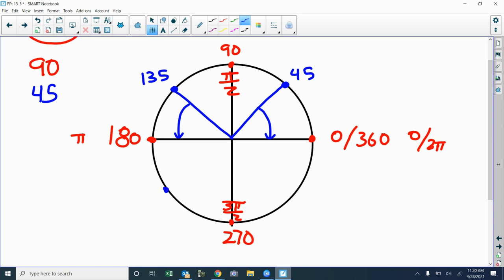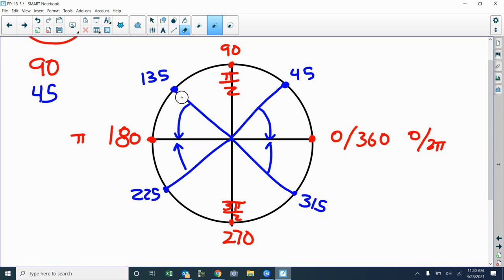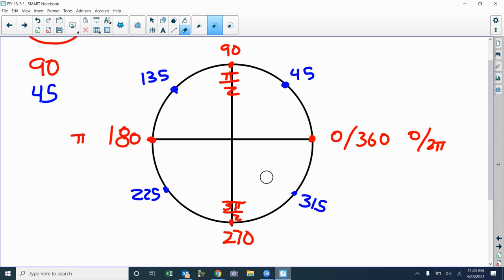Right here, 225. And right here is 315. Again, reference angle, straight back. Reference angle, back to the x-axis, okay? That's why they're 45s, because their reference angles are 45s. That'll hold true for the other families as we get in here. We've talked about reference angle. You should have an idea what we're talking about there. I don't want to get going too fast. Is everybody okay?